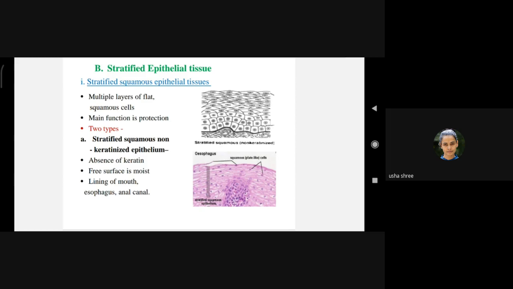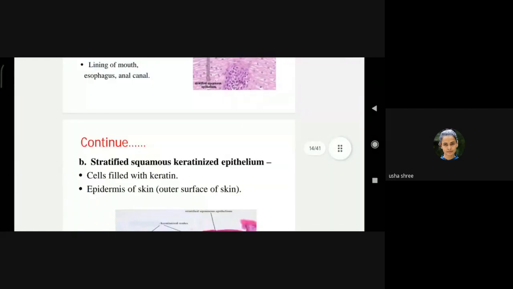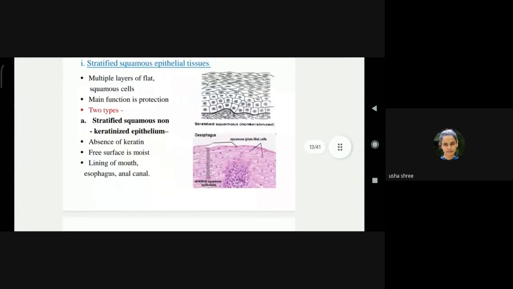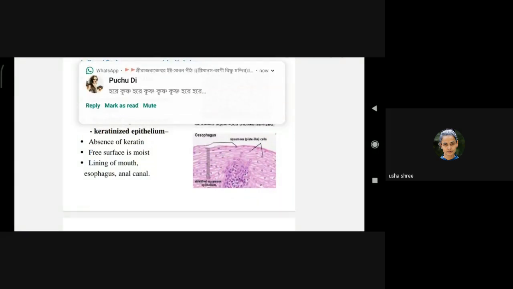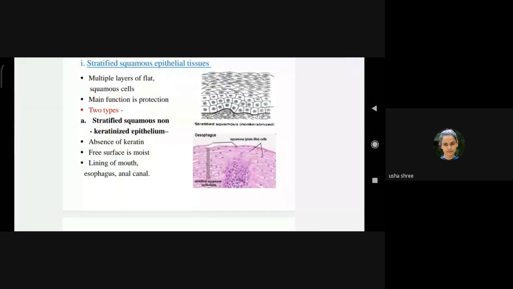Main function is to protect. Two types are there: stratified squamous non-keratinized epithelium, and the second is keratinized epithelium. In case of non-keratinized epithelium, absence of keratin is there. Obviously, it is clear from the name only. Non-keratinized means absence of keratin. Free surface is moist. The free surface will be moist, means moisture is there.